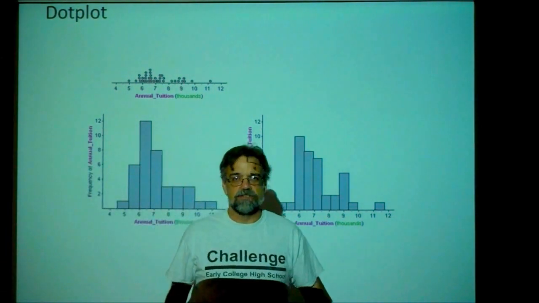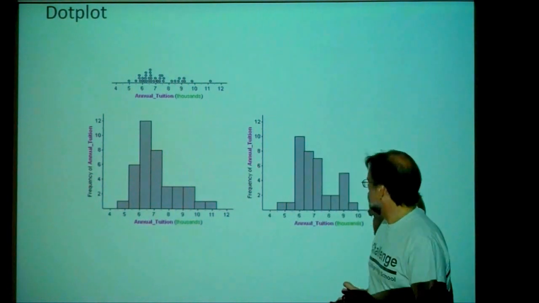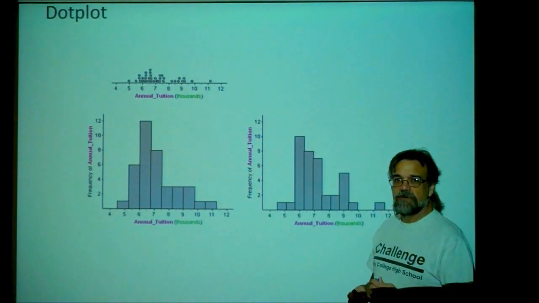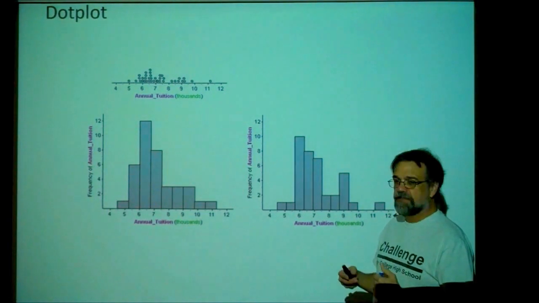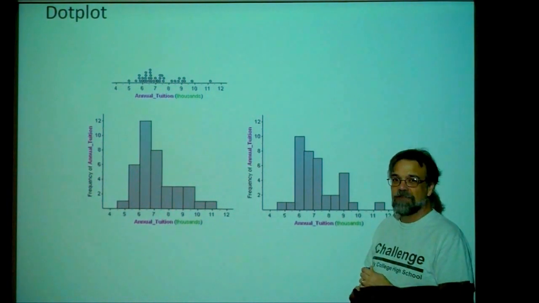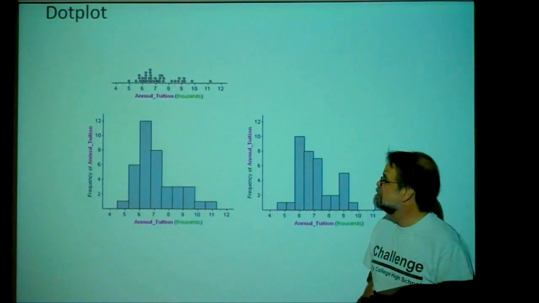There's no correct answer about the correct bin width. Basically, it needs to be the width that kind of tells you the most about the data set. And I realize that's a very fuzzy definition, but that's the best I can do.